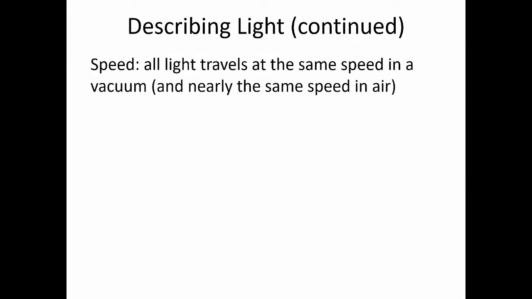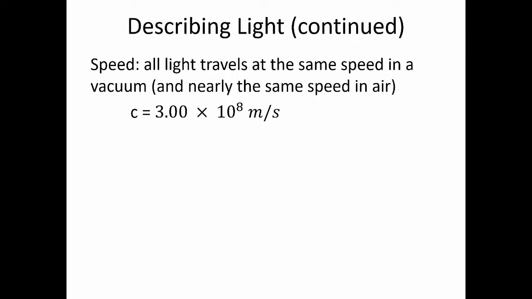The speed of light, all of it travels at the same speed in a vacuum, and nearly the same speed in air. It slows down just a tiny amount in air, but not much. It's still going very fast. And in vacuum, well, that speed is 3.00 times 10 to the 8th meters per second.